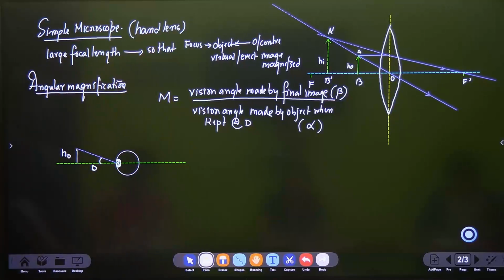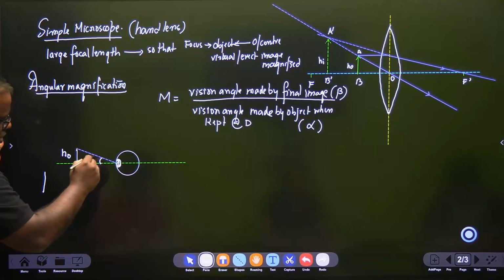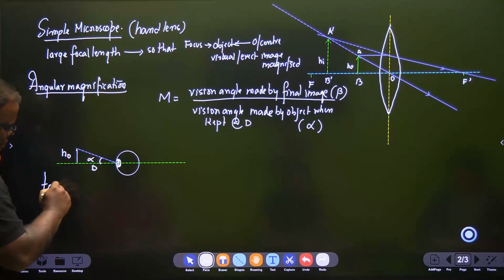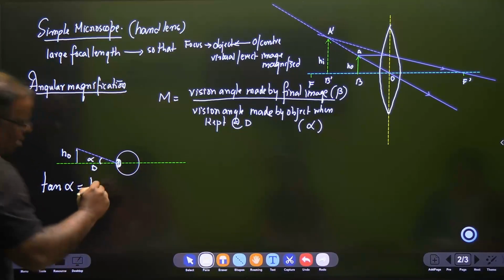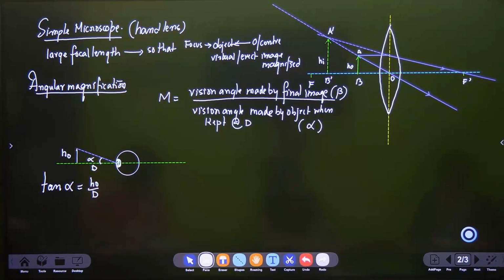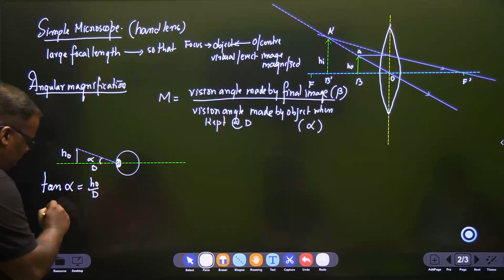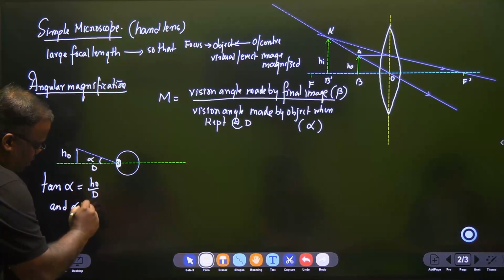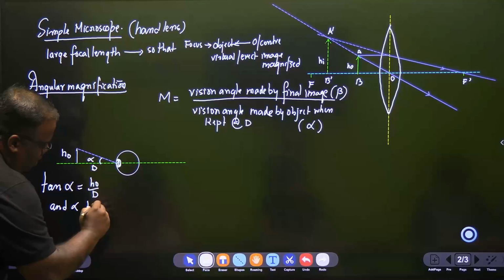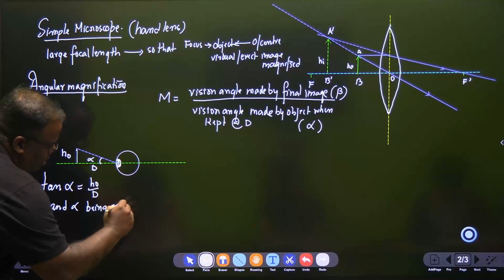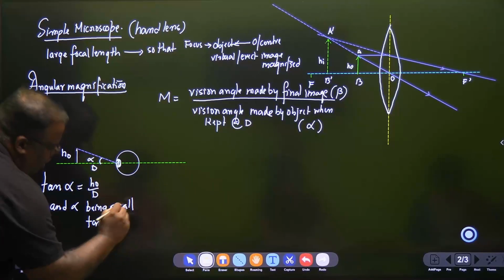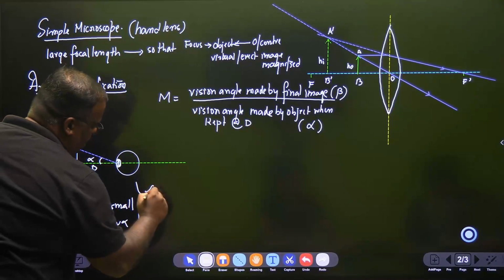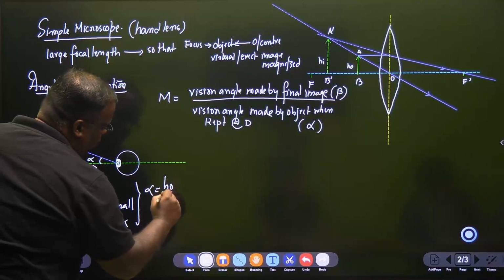Is this understood? So let's try to have a relation out here. This is my alpha. My alpha always remains constant. Just try: tan alpha will be equal to HO by D. Have we understood? Okay. And alpha being small, as a relation that we are taking, tan alpha is approximately equal to alpha. So based on this, we can say alpha is equal to HO upon D.